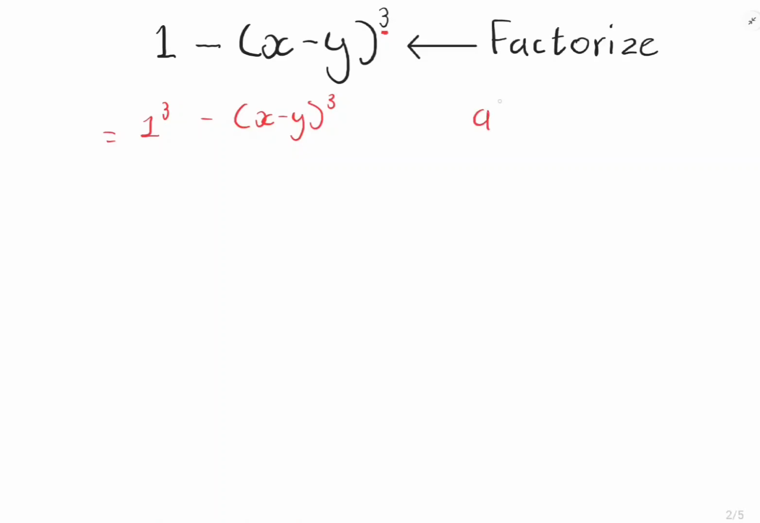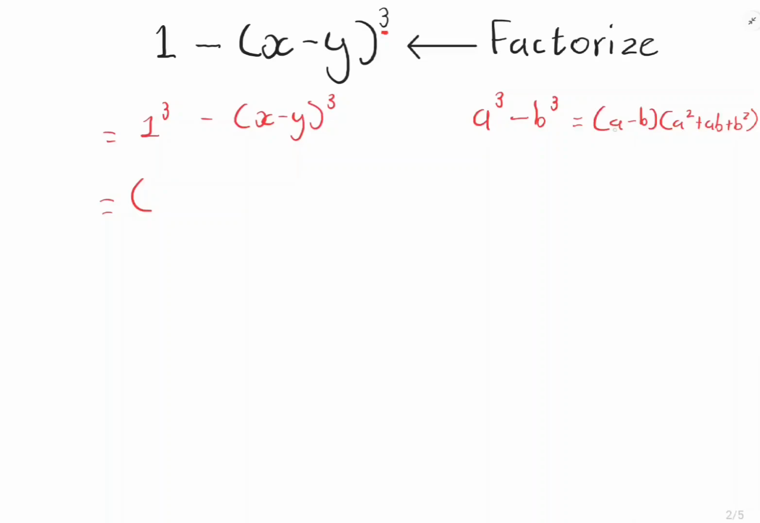And what do we know about the general form of difference of 2 cubes? It's a cubed minus b cubed. Really, it doesn't have to be a or b. This is just the general form: (a minus b)(a squared plus ab plus b squared), right? This is how we would factorize it to get to this form. So let's try to do that with this form over here that we just got.